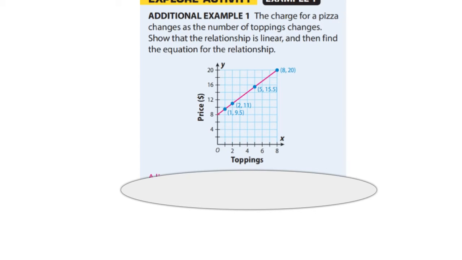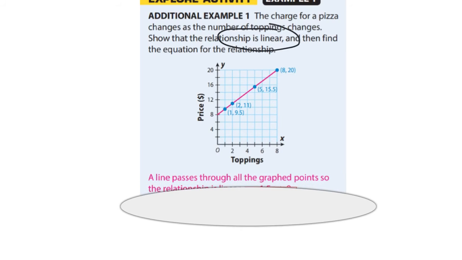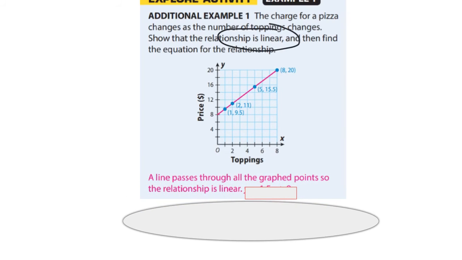Again, I think they're just having you look to see how, yes, they would fall on a line. And that's how you're showing that it's linear. Because you're saying, hey, here's a line, so it must be linear. Okay, so their response for that is, a line passes through all of the graphed points, so the relationship is linear.